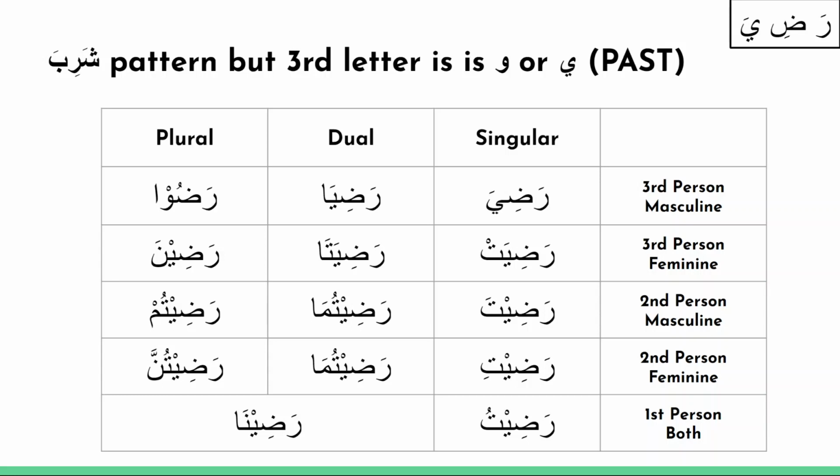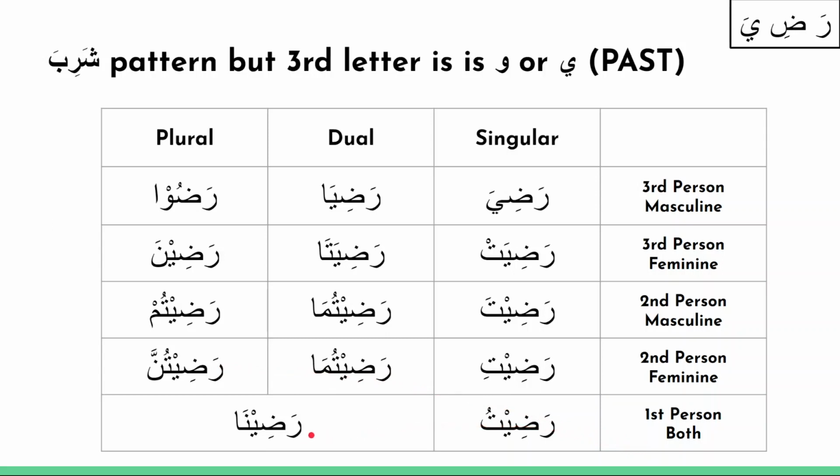Let's go through this. Radiya, radiya, radu. Okay, so these two, there's no difference. But here we drop the ya. So it's not radayu, it's just radu. Radiyat, radiyata, radina. Radita, radituma, raditum, raditi, radituma, raditunna, raditu, radina.